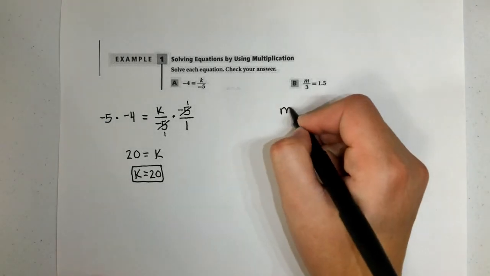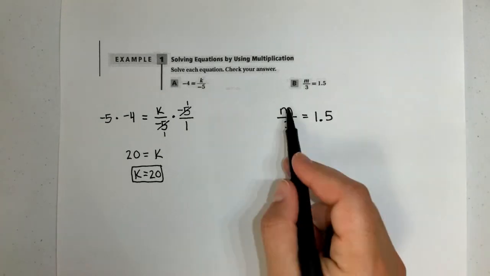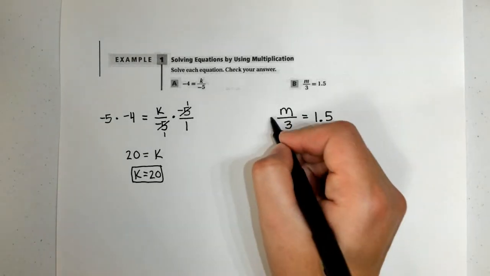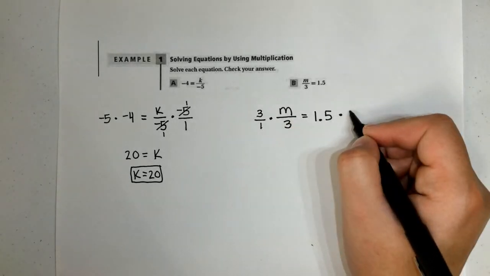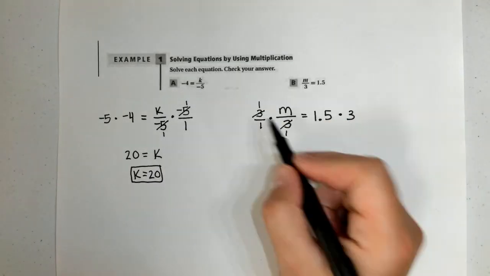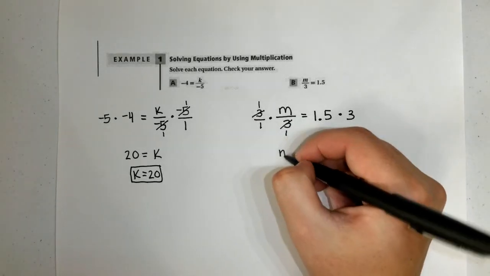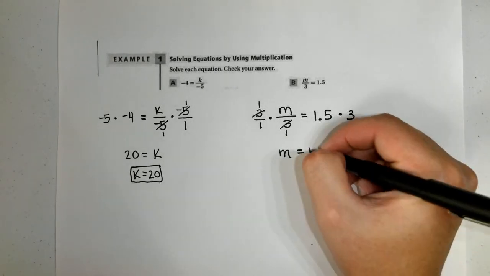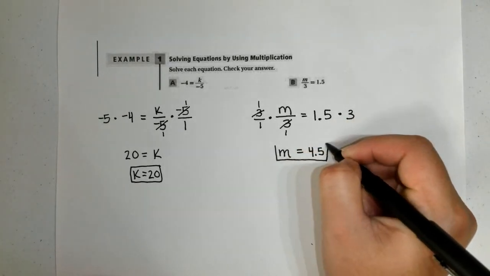Part B, we have m divided by 3 equals 1.5. So m over 3 is m divided by 3. The opposite of dividing by 3 is multiplying by 3. Again, I'm going to write it as 3 over 1 so you can see what's going to simplify. And then I also multiply the right-hand side by 3. 3 divided by 3 is 1. 1 times m is m. 1 times 1 is 1. So m over 1 equals m. And then we just have to do 1.5 times 3, and that gives us 4.5. So in this case, m equals 4.5.